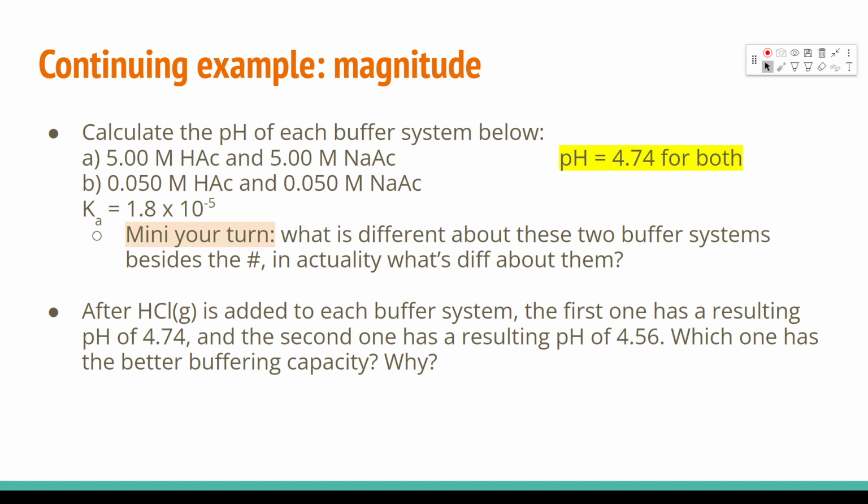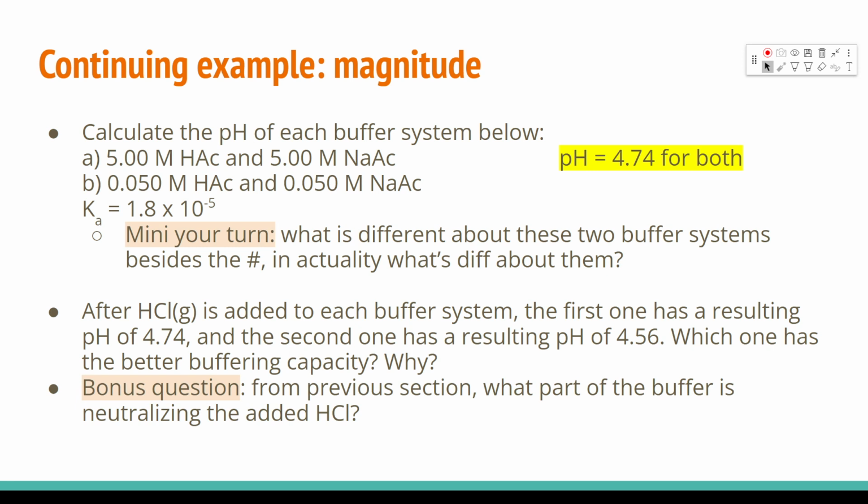And so, again, magnitude is what's important to know how the buffer specifically is going to get affected by this system. So if I had this as an FRQ question, I would say the first buffer system is better because it has a higher magnitude. The higher concentration of the weak acid and its conjugate base means there are more moles that can help neutralize the added stress, in this case, the strong acid HCl. So that's what I would say for an FRQ answer. Cool. All right.